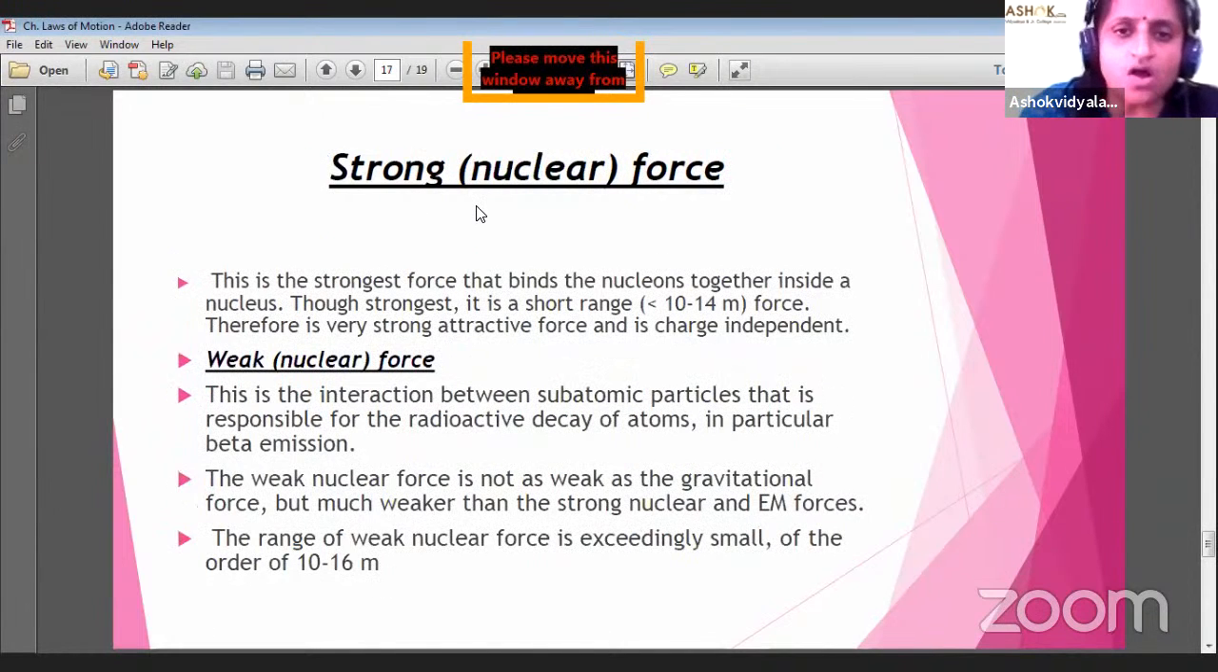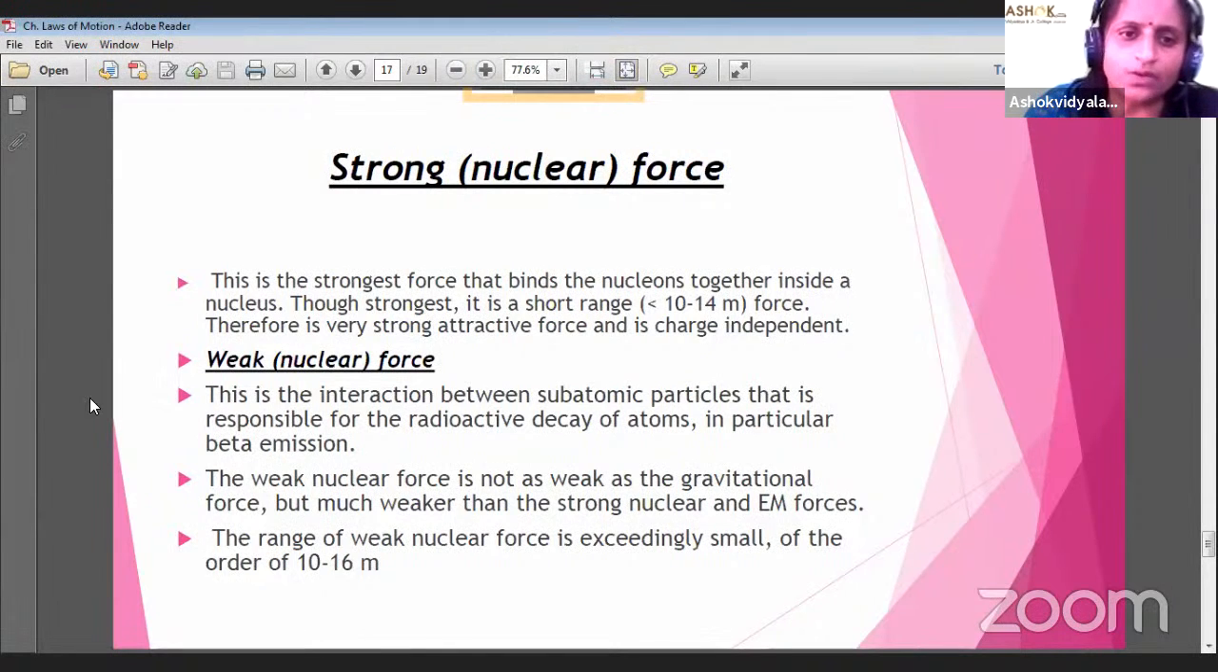Next one, strong nuclear force. This is the strongest force that binds the nucleus together. It is a short range force. Therefore, it is a very strong attractive force, and it is charge independent.